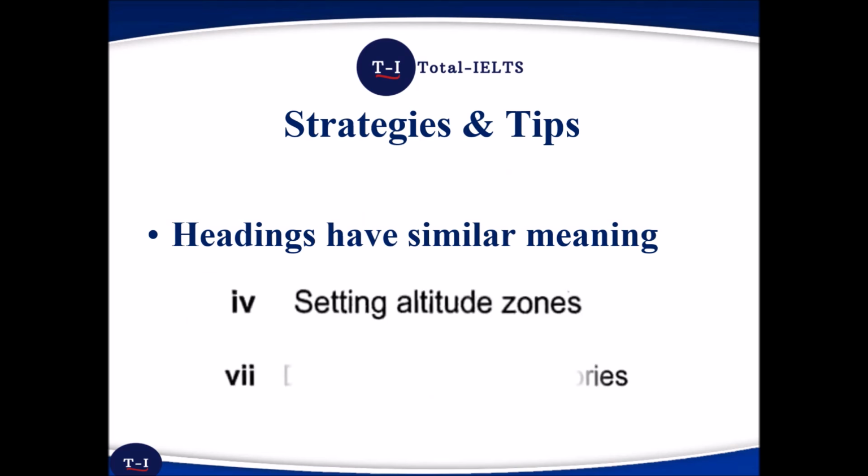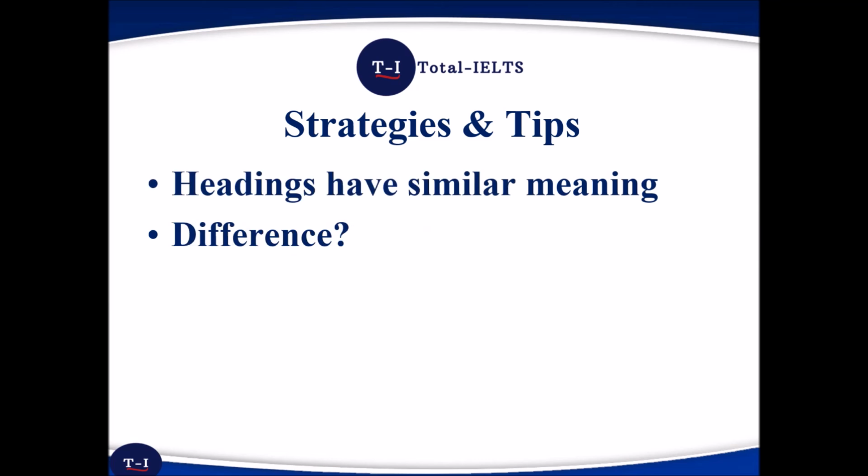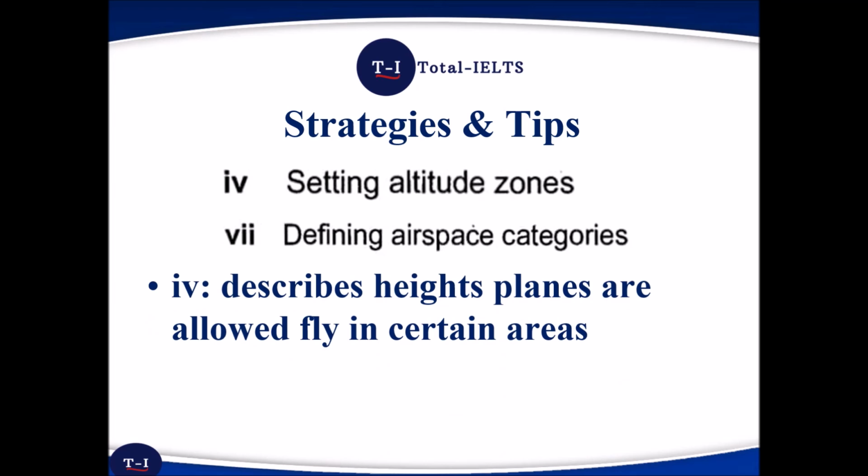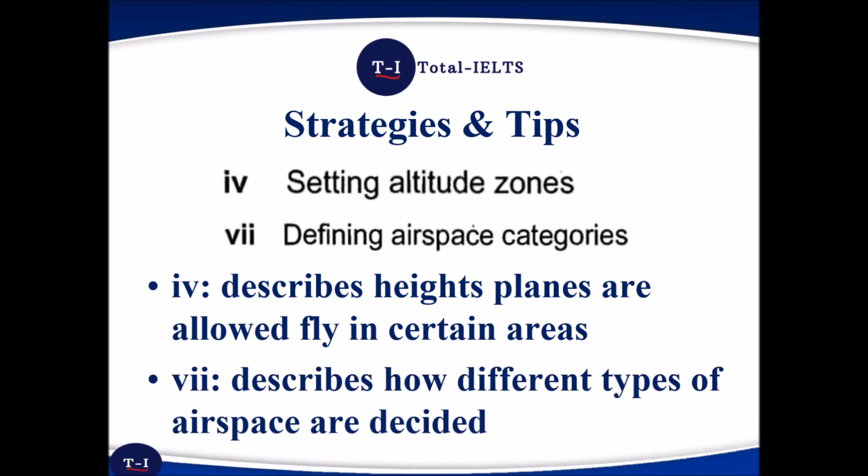For example, number 4 says setting altitude zones, and 7 defining airspace categories. When headings have similar meanings, think about what's the difference. And the difference will usually be in the vocabulary used. And think about the meaning of the heading as a whole. For example, number 4 here describes heights. Planes are allowed to fly in certain areas, whereas 7 describes how different types of airspace are decided.